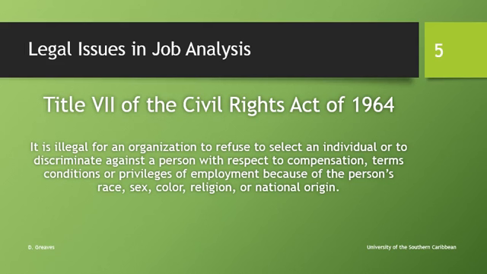Title VII was amended in 1972 to cover private employers with 15 or more employees and labor organizations having 15 or more members, to state and local governments, to educational institutions, and to certain parts of the federal government itself.